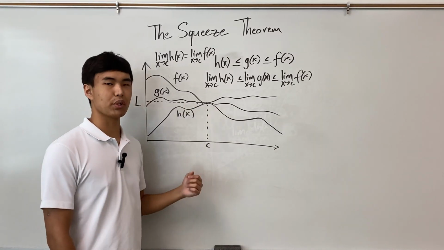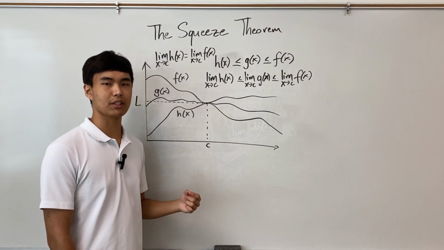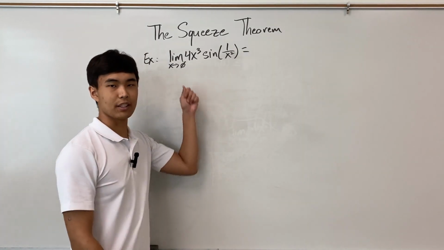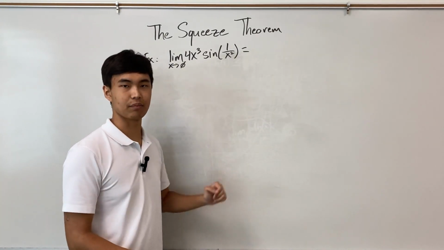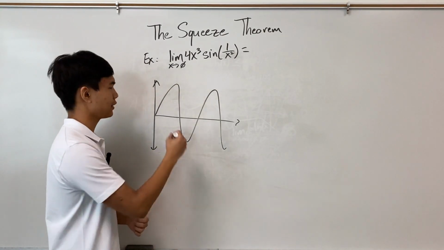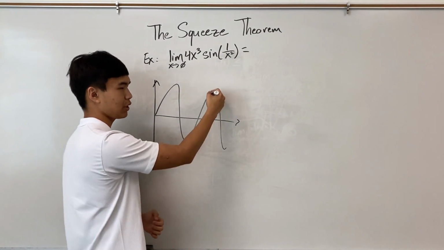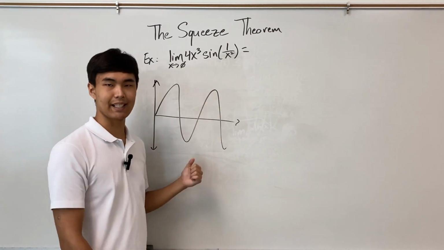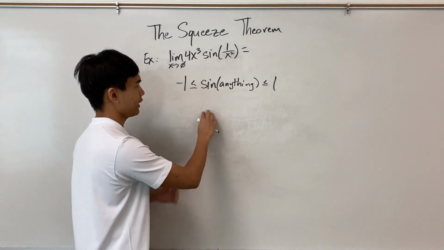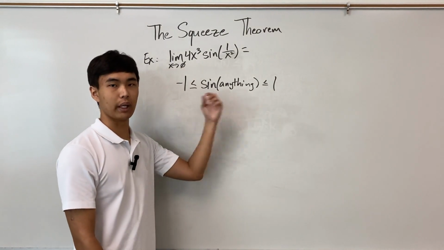This theorem might seem pretty random, but it's really helpful in helping us solve certain kinds of limits, like this one. How the squeeze theorem comes in is we're going to use the properties of sine. Remember how the sine wave always bounces from +1 to -1 to +1 to -1, and it exhibits this behavior no matter what's put inside of the sine function. So we can say that sine of anything is always between 1 and -1.